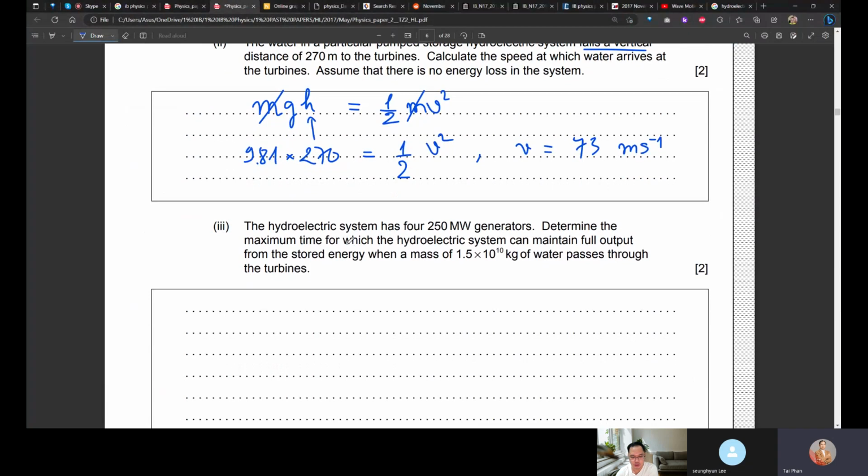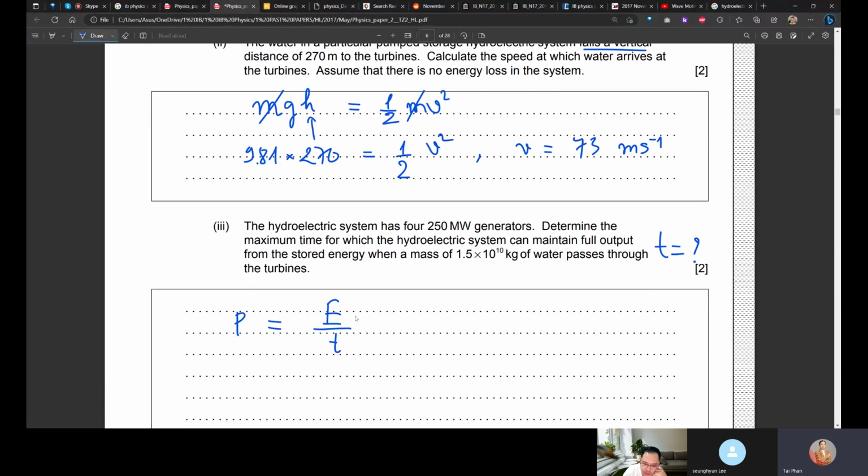The hydroelectric system has 4 generators of 250 megawatts each. Determine the maximum time for which the hydroelectric system can maintain full output from the stored energy, with a mass of 1.5 times 10 to the 10 kilograms of water passing through the turbines. Maximum time: the power is the energy divided by the time, and they ask for the time. We need to find the time.